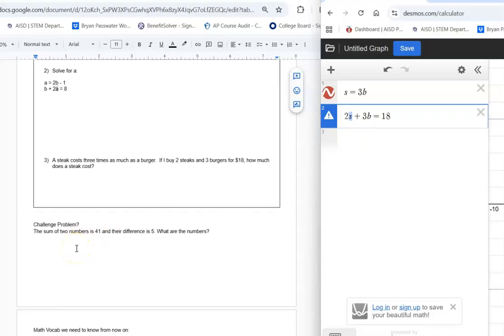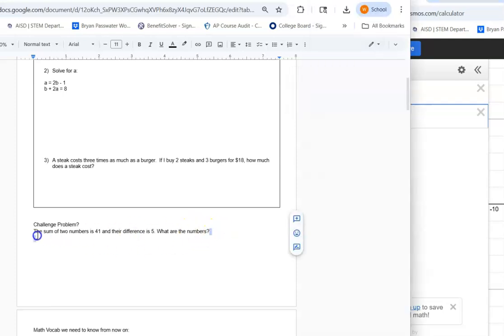All right, here is a challenge problem. The sum of two numbers is 41. Their difference is 5. What are their numbers? This is a challenge problem that has a lot to do with what I'm about to talk about. We'll go over this later, okay?